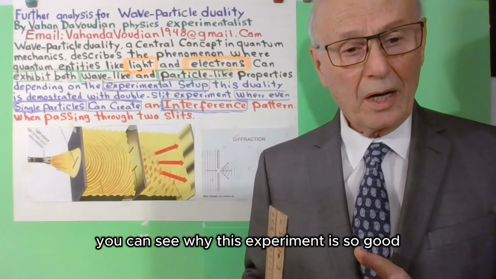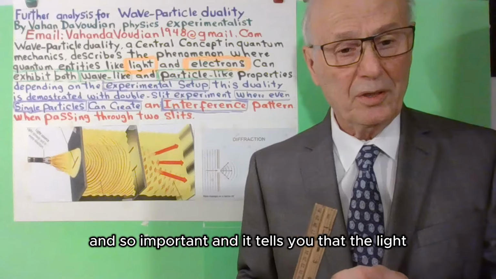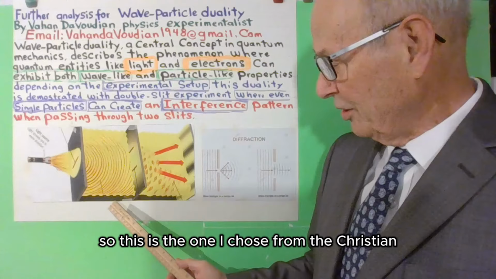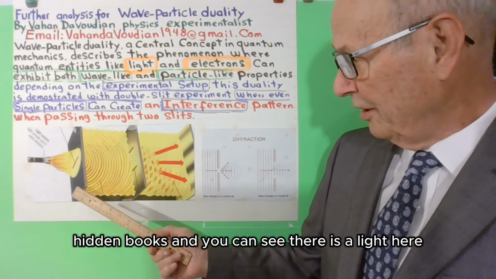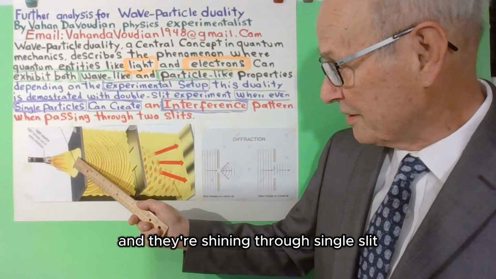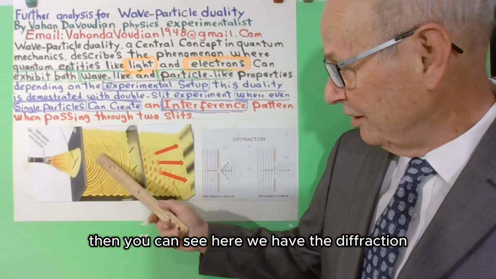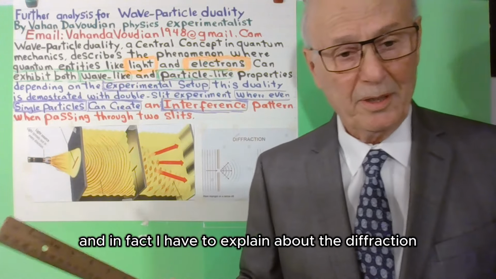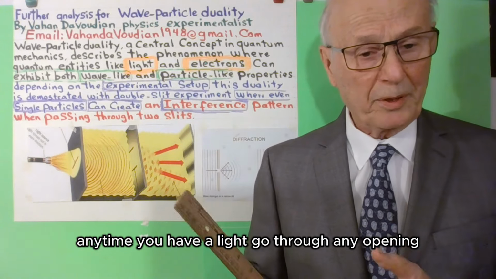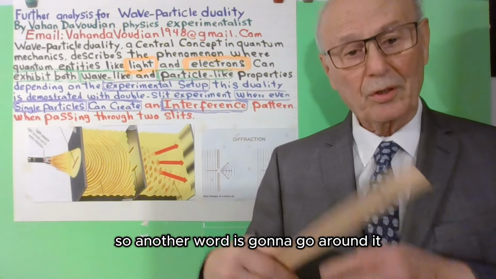You can see why this experiment is so good and so important, and it tells you that light is electromagnetic. This is the one I chose from the Christian Huygens book, and you can see there's a light here shining through a single slit. Then you can see here we have the diffraction. In fact, I have to explain diffraction. Anytime you have light go through any opening, called an aperture, it will diffract. In other words, it's going to go around it.